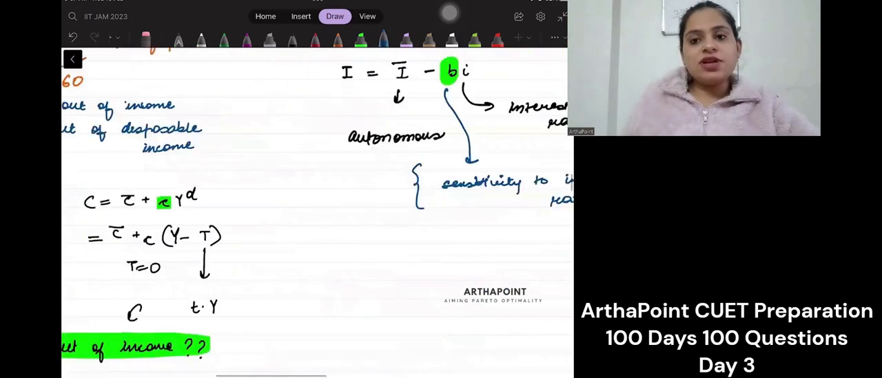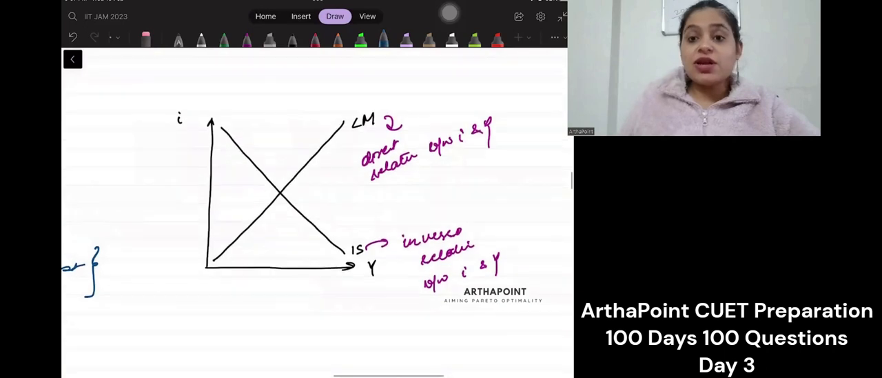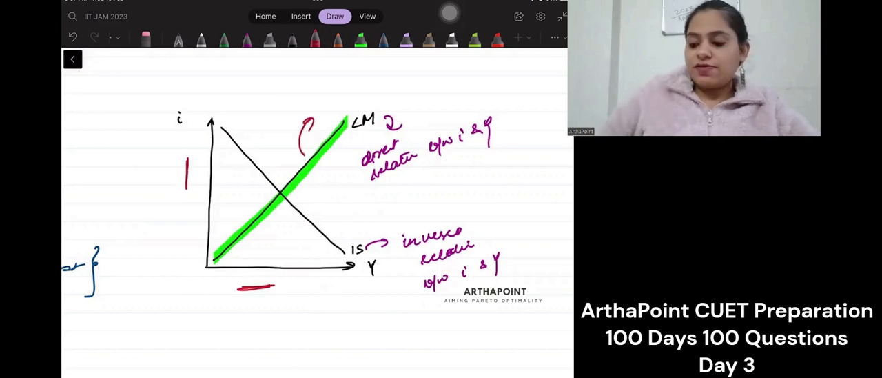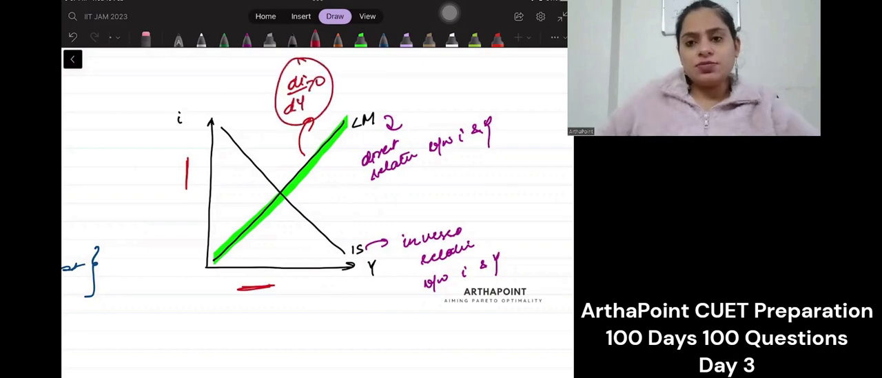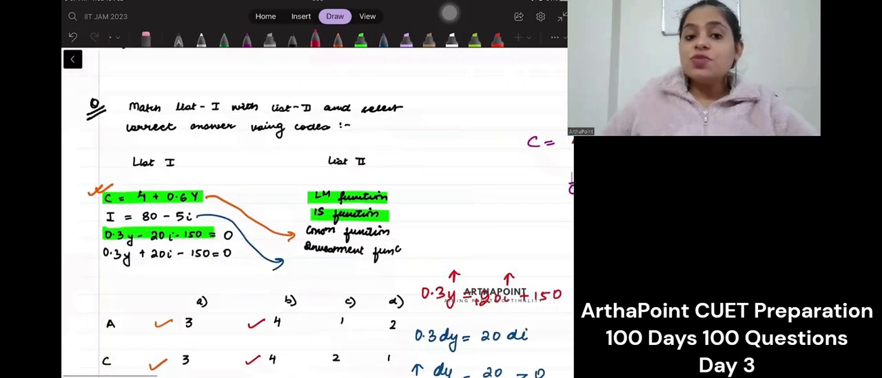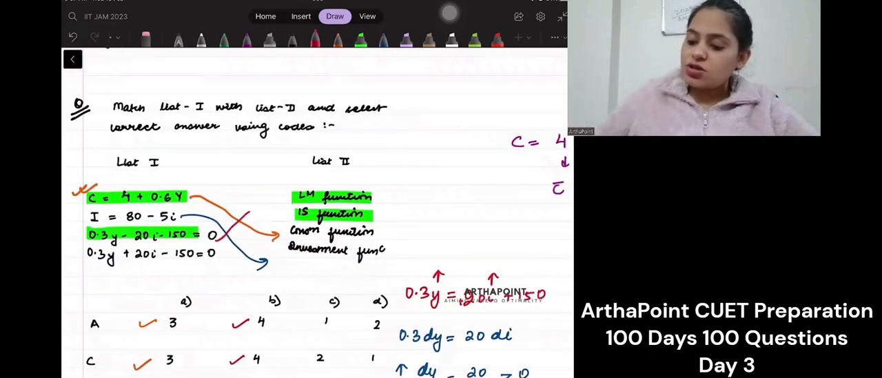किस केस में positive relationship आता है between interest rate and income? LM curve, right? They have a positive relationship. इसका slope positive है. इसमें अगर मैं perpendicular by base निकालूं, if I find di by dy, I will get that greater than 0. That's positive. This is exactly what happened here, right? So which means the third equation is my LM equation.